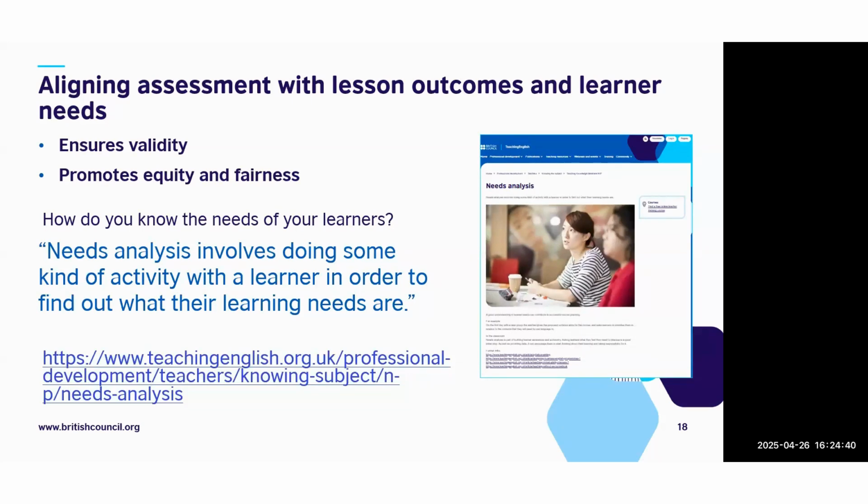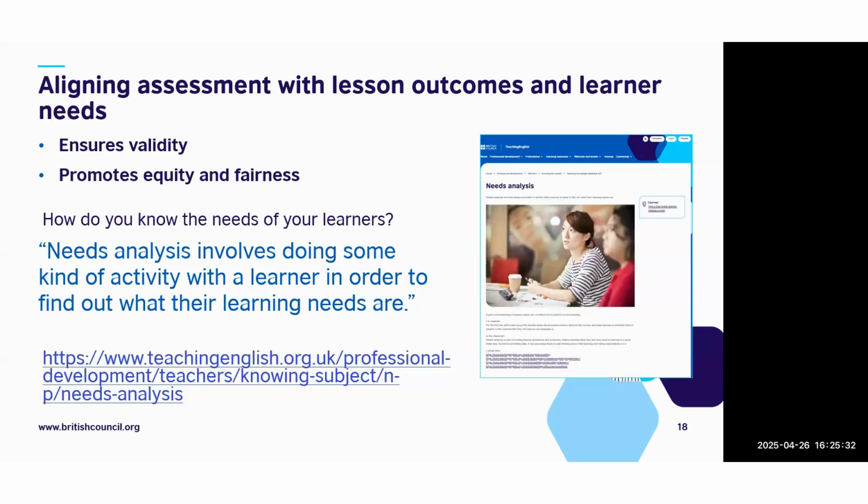Quickly, we'll talk about aligning assessment with lesson outcomes and learning needs. If you have an assessment that captures the needs of the learners and the lesson outcomes, it shows that the assessment is valid. At the same time, it promotes equity and fairness. But how do you know the needs of your learner? How do you accommodate everyone? How do you make your class more diverse? How do you accept people based on their levels of, for example, educational background, gender, religion, and so on?